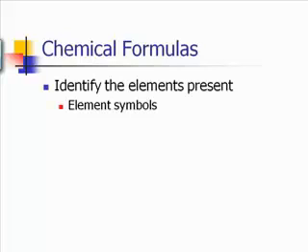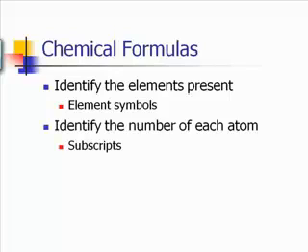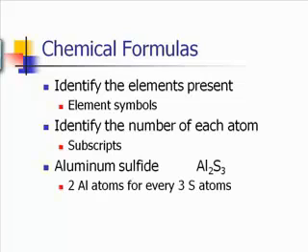Okay, chemical formulas, you're familiar with these already, and they do two things. They identify the elements that are present with the symbols, and then they also tell us the relative number of each atom that is present, and we do this with the subscripts. The subscript will be to the lower right of the element that it applies to. So for example, if we look at this formula for aluminum sulfide, this formula tells us that we have 2 aluminum atoms for every 3 sulfur atoms.